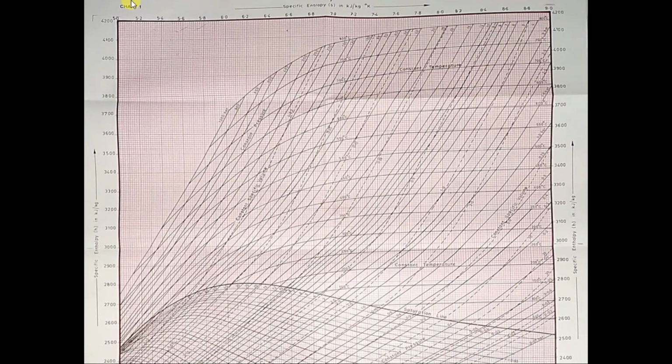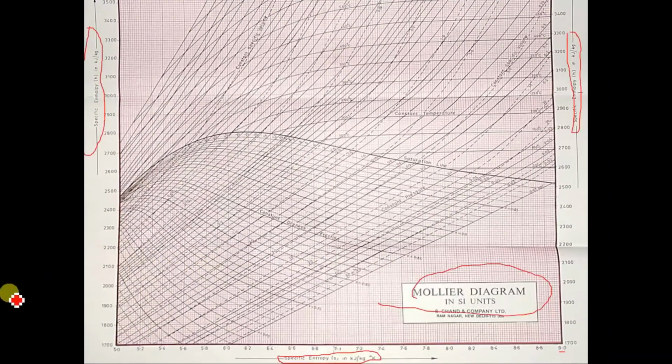This is the next half of the Mollier chart. Look at 4200: the left and right sides have specific enthalpy, and the top and bottom have specific entropy. These vertical lines indicate specific entropy. These horizontal lines indicate specific enthalpies. Other than this, we have a dark line that starts from here. You can see a dark line.